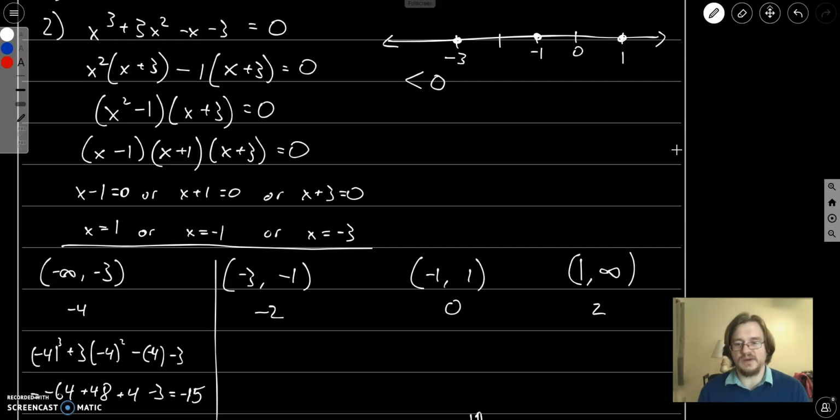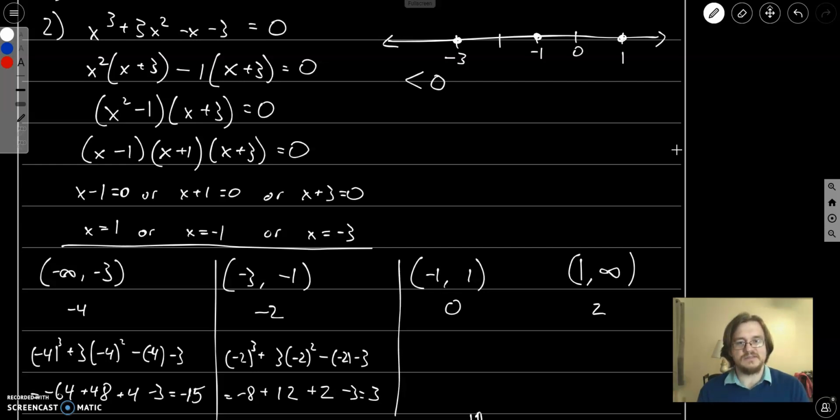In between negative 3 and negative 1, I had negative 2. So let's try this. Negative 2 cubed plus 3 times negative 2 squared minus a negative 2 minus 3. Negative 2 cubed is negative 8. Negative 2 squared is 4 times 3 is 12. Minus a negative 2, well, that's the same thing as plus 2, minus 3. Negative 8 plus 12 is 4, plus 2 is 6, minus 3 is 3. So we jump from being negative to positive.